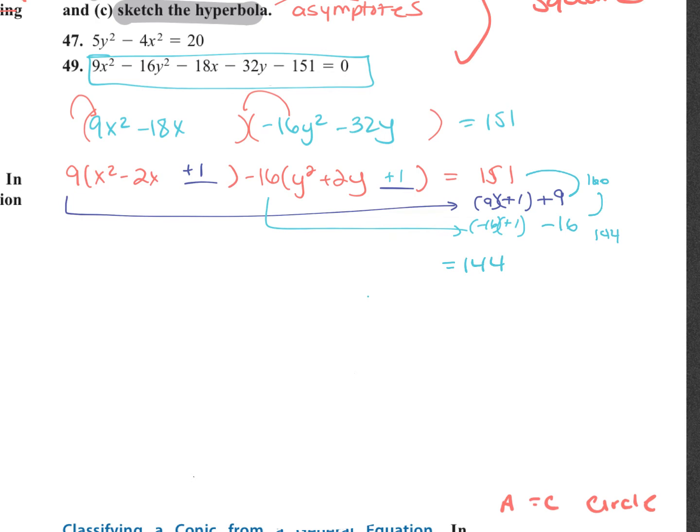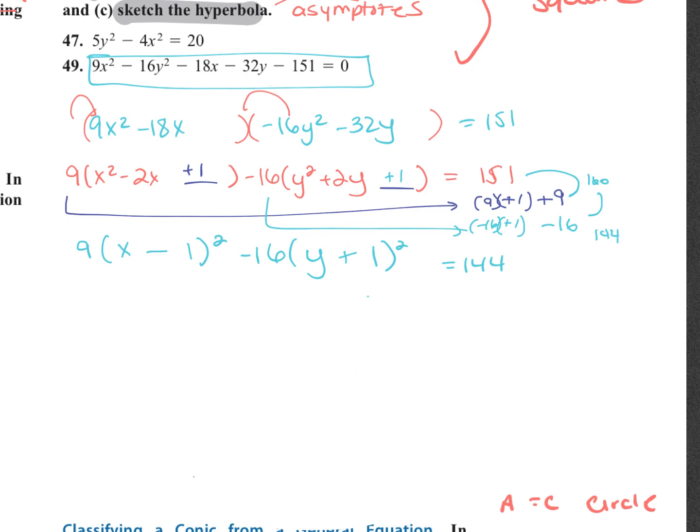So then factor the left side. Leave the 9 out, square root the first term, square root the last term, take the sign from the middle, put it in parentheses and square it. Minus 16, square root the first term, square root the last term, sign from the middle, put it in the parentheses and square it.